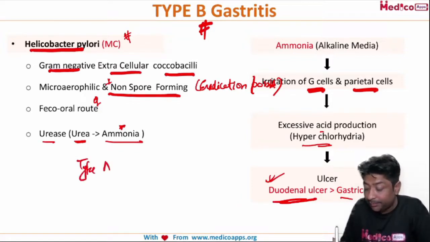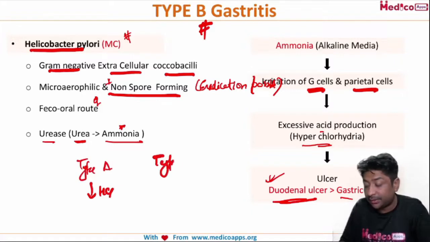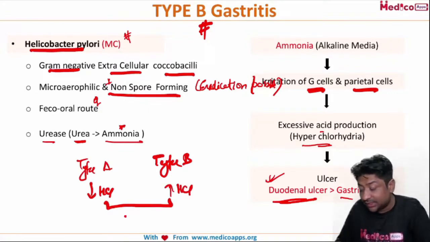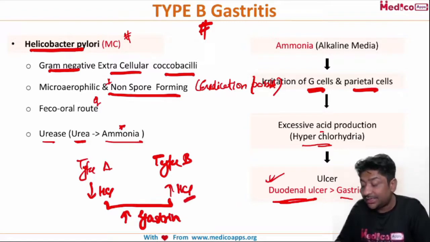Now remember one important point I have told you. In type A, there is a decreased production of hydrochloric acid. In type B, there is an increased production of hydrochloric acid. But remember, in both these cases, there will be increased production of gastrin. Why? Here there is a direct irritation of G cells, so gastrin production is increased.